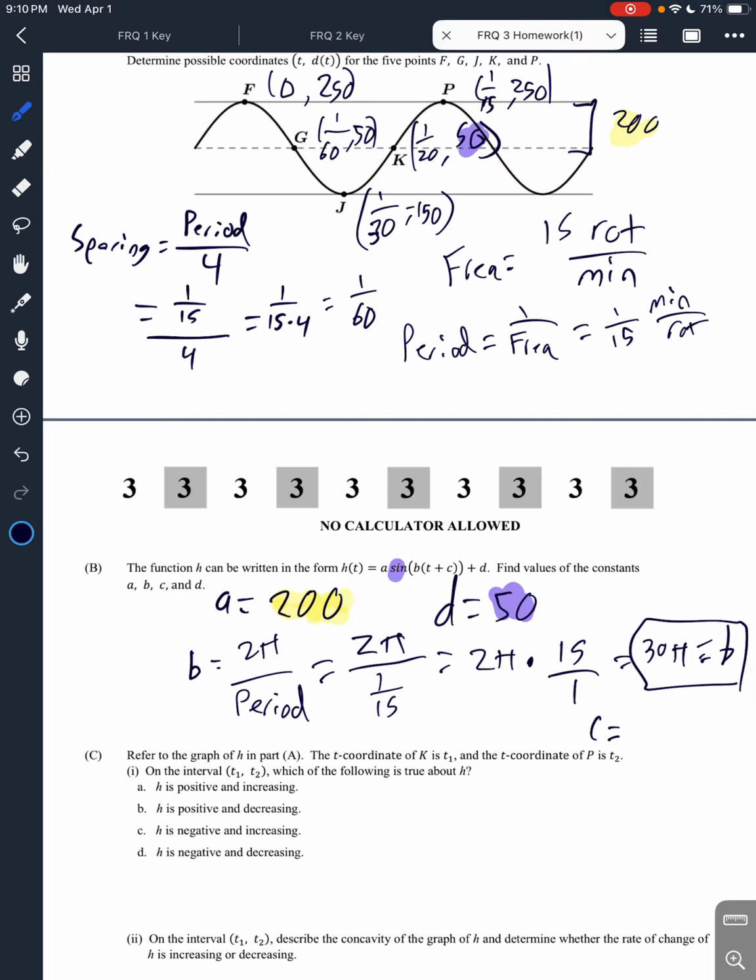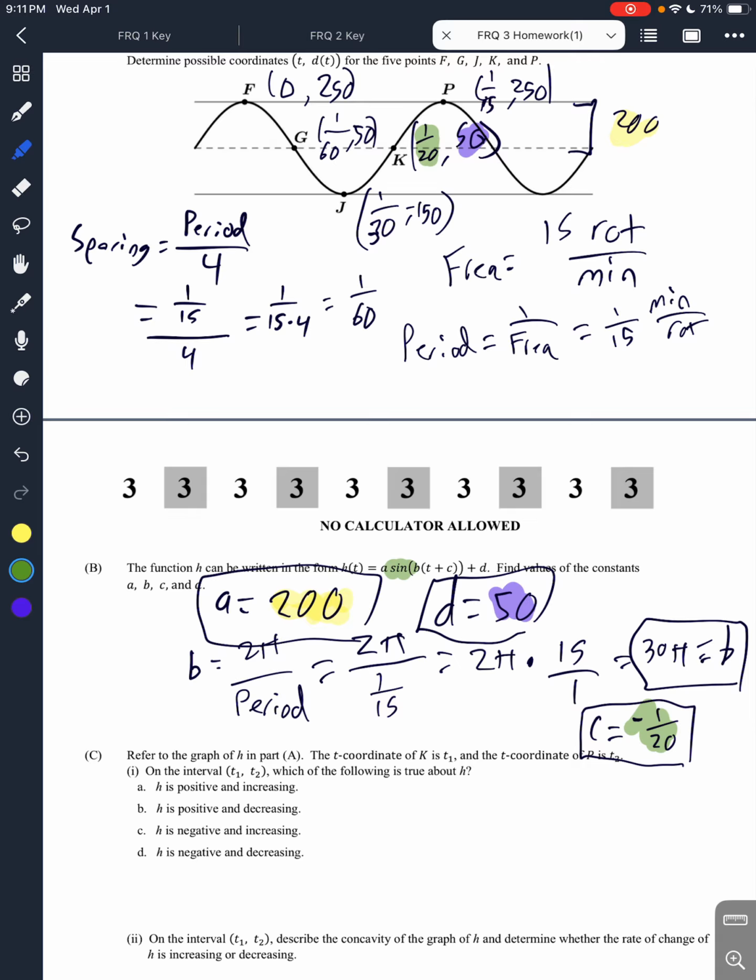Lastly, our C, that is just a starting point. So because this is sine, I'm gonna make that all green. Because that is sine, we just need to pick a point in the middle going up. So K is in the middle going up. Our C could be 1/20, but because it is C, you always have to flip the sign and make it negative. And I'll highlight that just so it's easy to see where this came from.